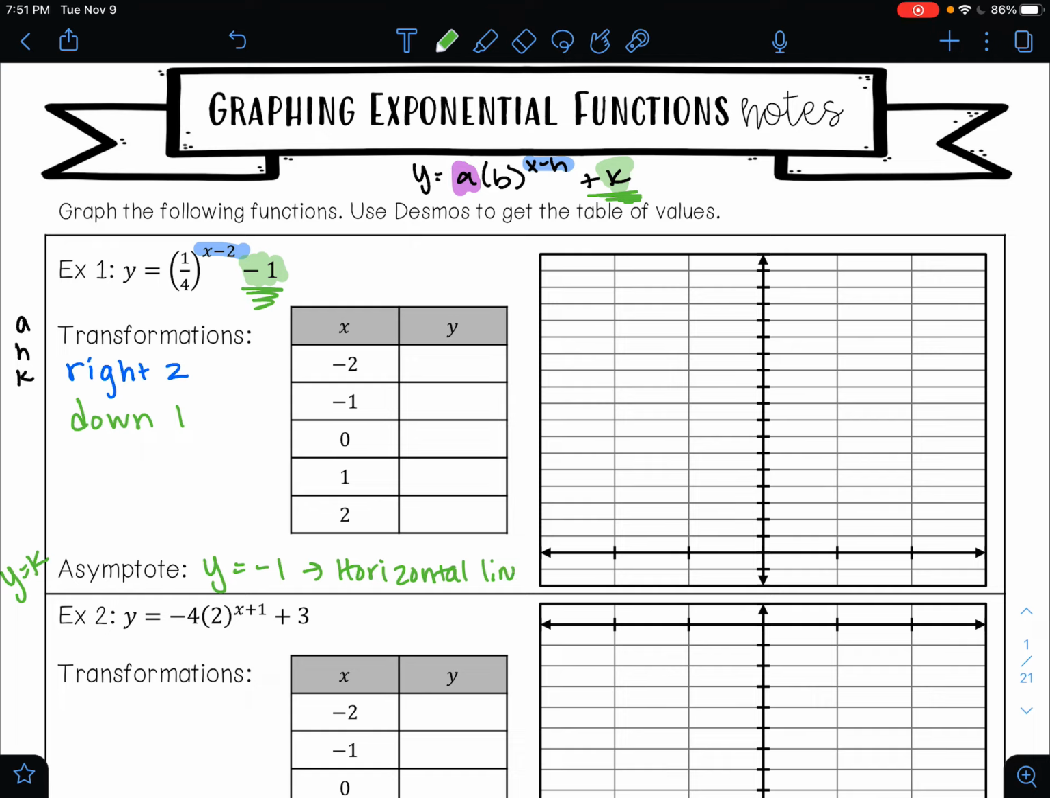So let's graph our asymptote. Our asymptote is at y equals -1, right here. Asymptotes are not included, so they always are a dashed line. Now that we've written down our transformations and our asymptote, we can go ahead and graph this equation in Desmos to get our table of values and to graph our function here. So I'm going to go ahead and head on over to Desmos.